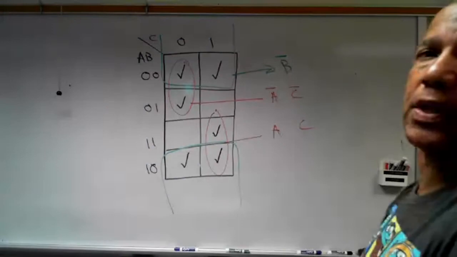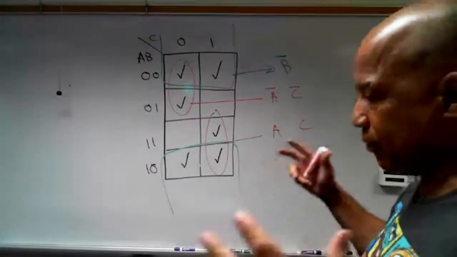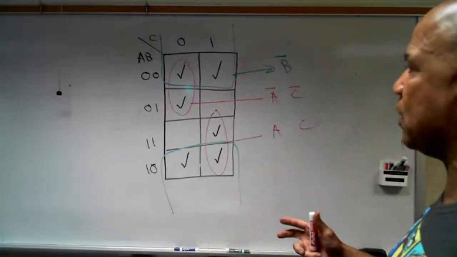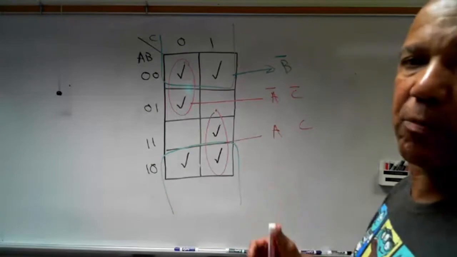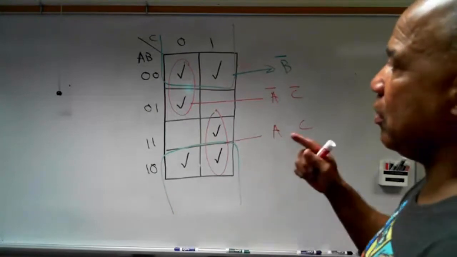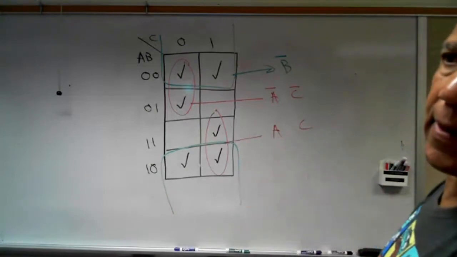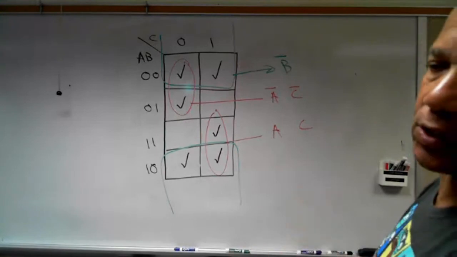Could you also do 2 groups of single boxes or checks? No, because in order to be guaranteed to get the minimum number of terms, you want the largest number of members in each group. That's a 1, 2, 4, or 8. So you want as few groups as possible.